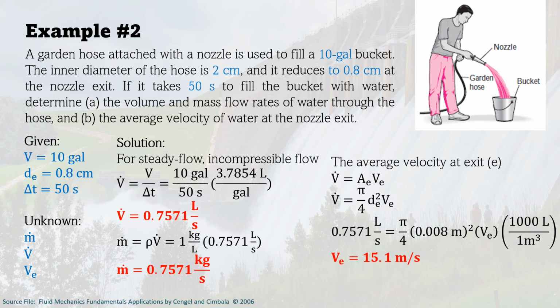It can be shown that the average velocity in the hose, if you compute it, is actually 2.4 meters per second. So at the hose, the velocity is 2.4 meters per second. In the nozzle, it is 15.1 meters per second. As a result, by installing a nozzle at the hose, you increase the water velocity by over 6 times. That's the reason why it's useful to attach a nozzle at the hose if your purpose is to increase the water velocity.